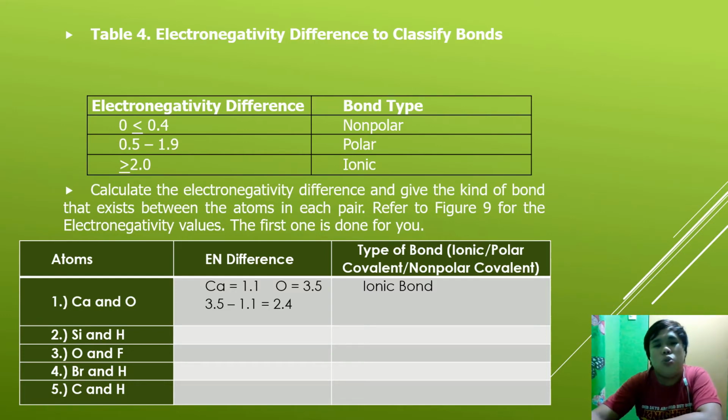So the answer is 2.4. Therefore, our answer is ionic bond because it is greater than 2.0. The next part here will be shown to you in the next video.